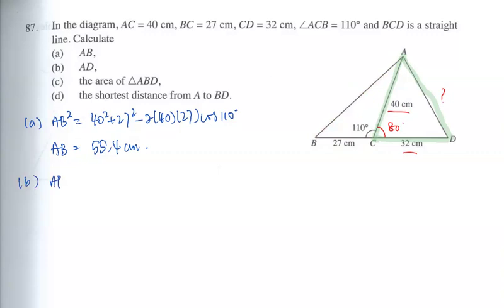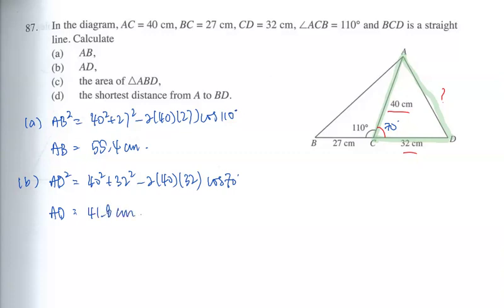Okay, so AD squared is 40 squared plus 32 squared minus 2 times 40 times 32 cosine 80. Isn't it 70? Yes. Oh, yeah, it is 70. My bad. So that's 40 squared plus 32 squared minus 2 times 40 times 32 cosine 70, square root. So 41.8.